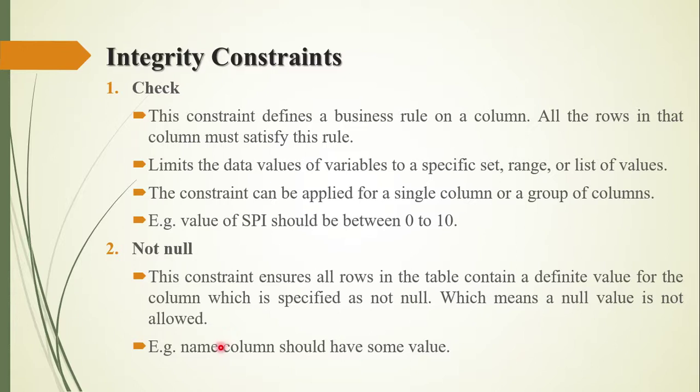Okay, so if I have a database of students in which student name is one column, and I apply the not null constraint, that means each and every row has a name. That is the meaning of not null.